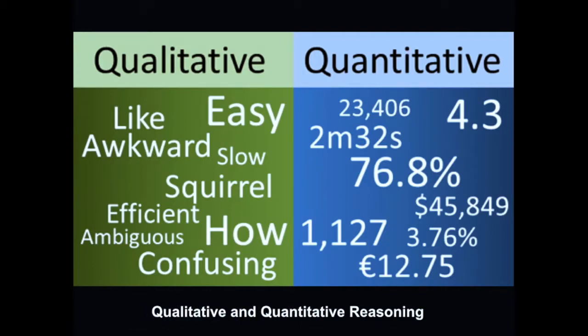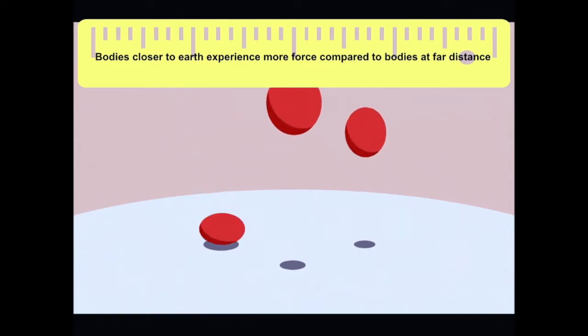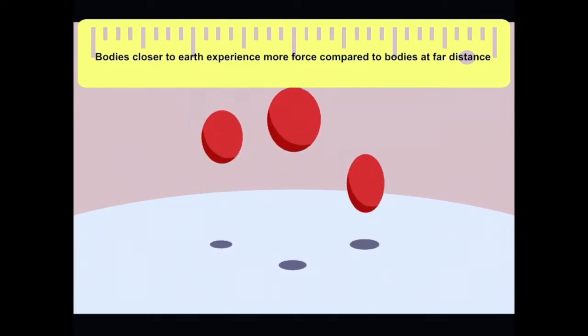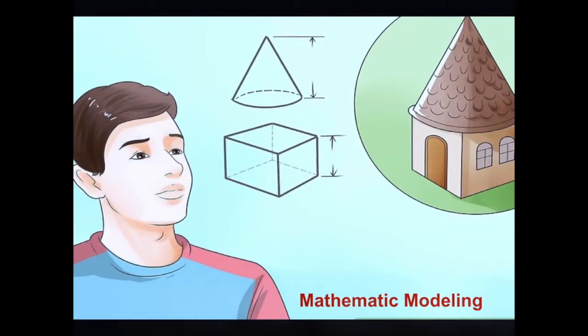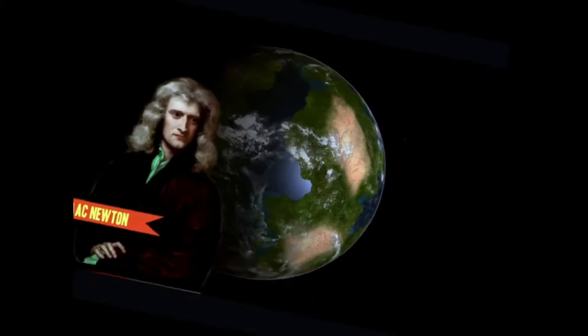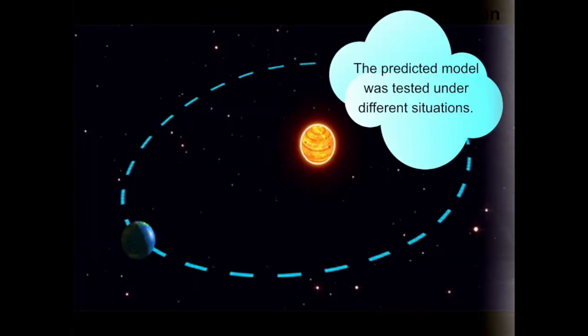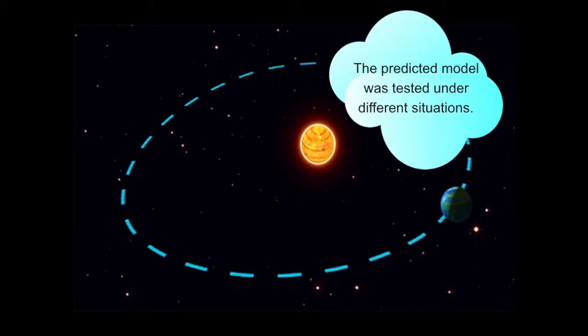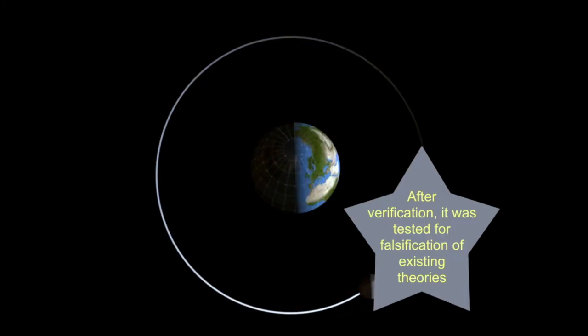He tried to qualitatively reason out the factors on which this force depends. He found that those bodies which are closer to the earth experience more force than the force which acts on bodies at a very far distance. So based on his idea, he gave the mathematical model for force as F = G m1 m2 / r squared. Now the model which he had predicted was verified under different situations. He found that a similar force exists between the sun and the earth as well as between the earth and the moon.